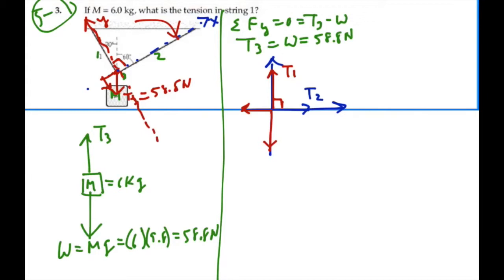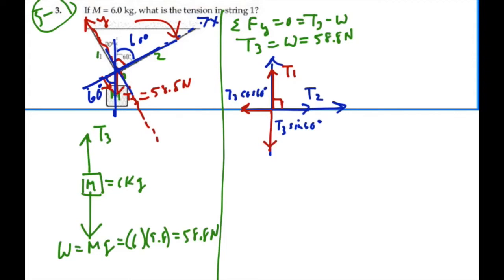Now, what are those components? Well, if I look at this original diagram here, I see that this angle here is 60 degrees, and it's intersecting with the main line to tension 3 and what we call the x-axis. So this angle here is 60 degrees as well. And that means that these two components, this will be tension 3 cosine 60, and this would be tension 3 sine 60.